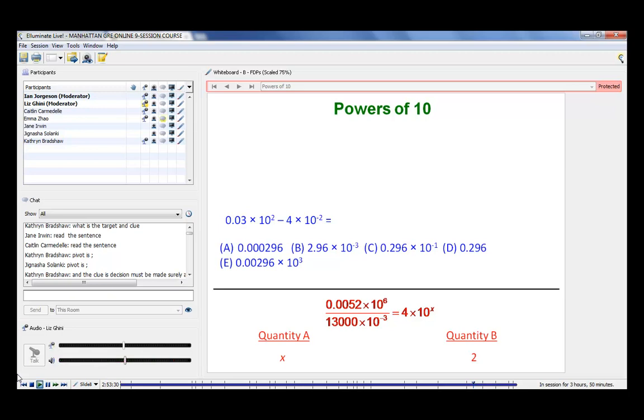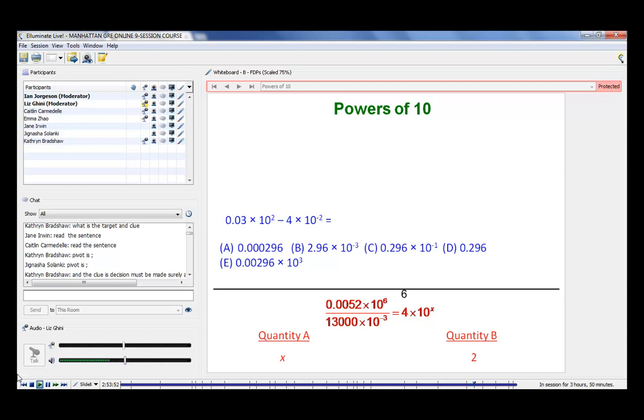Okay. Emma, I'm looking at this problem, this first one. Is that what you're seeing? Oh, here. This is a 6. This is a 6. All right, sorry about that. I'll write it. 6. Okay.